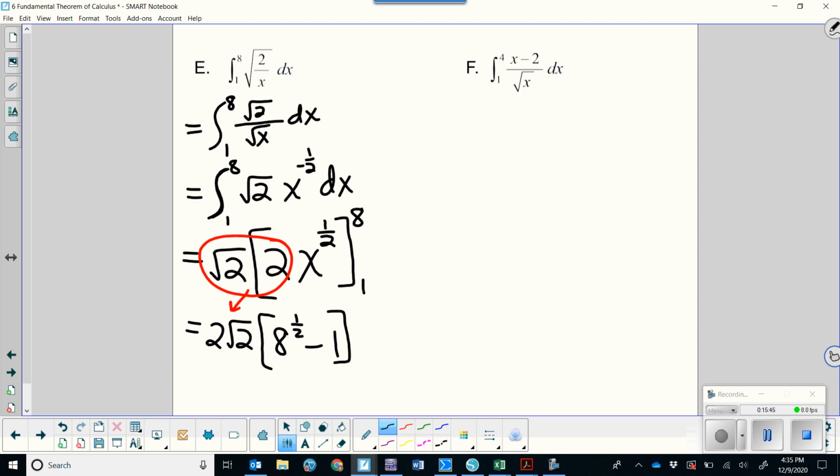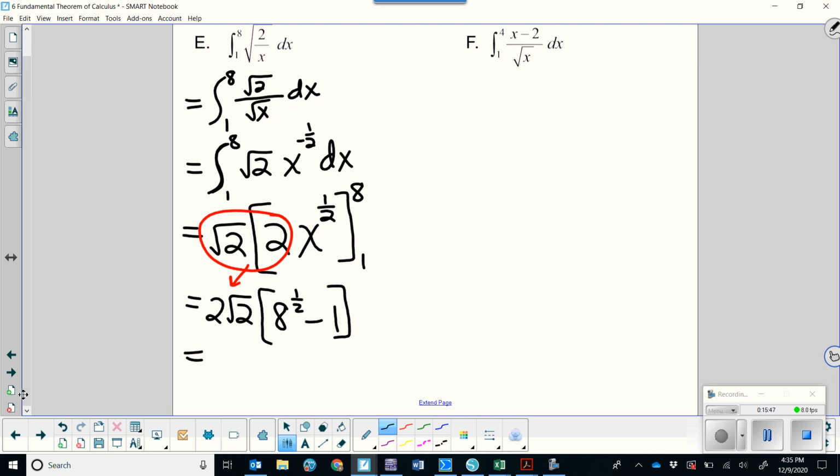So now you need to recognize that 8 to the 1/2 just means square root of 8. Square root of 8 times square root of 2 would be square root of 16, which is 4. So I'm going to get 8 for that first product. And then, so that was this product. And then 2 square root of 2 times minus 1, of course, would just be negative 2 square root of 2. So therefore, that is my answer, 8 minus 2 square root of 2.